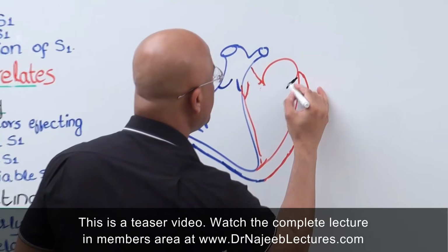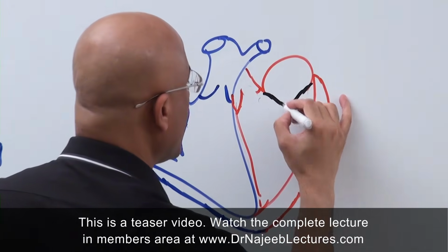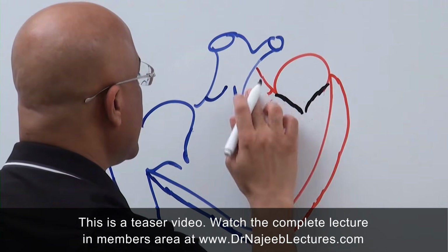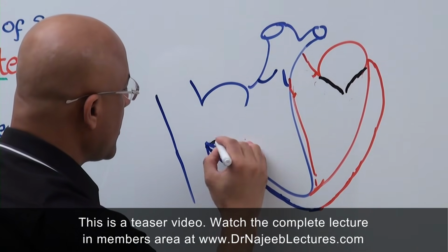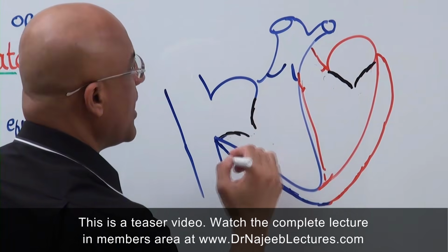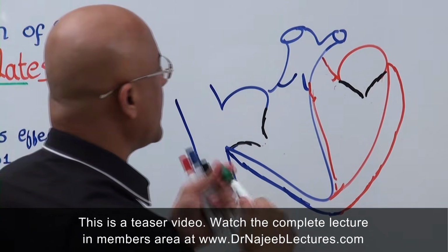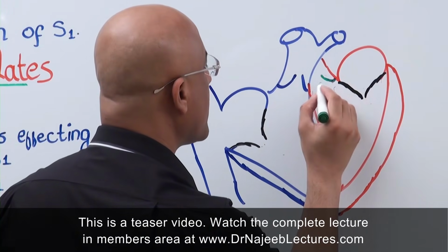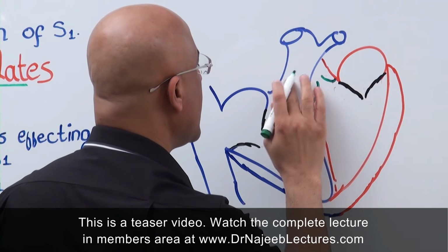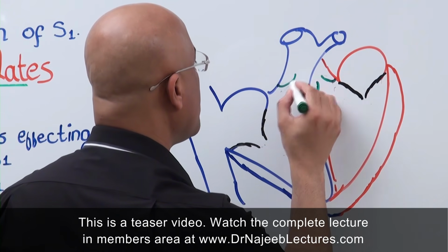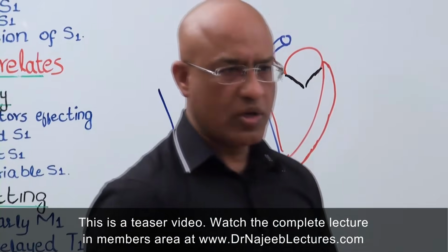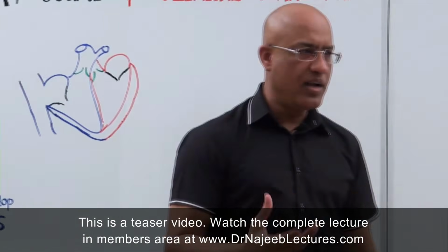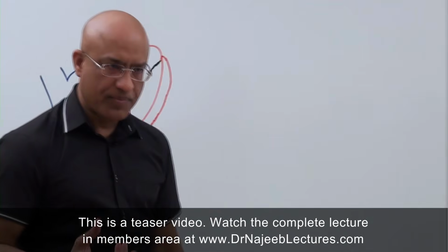Here is which valve? Mitral valve, right? And here, what is this? Tricuspid valve. And I will make here, what is it? Aortic valve, and here it is pulmonary valve. Now basically heart sounds are produced by the mechanical events of the cardiac action, right?